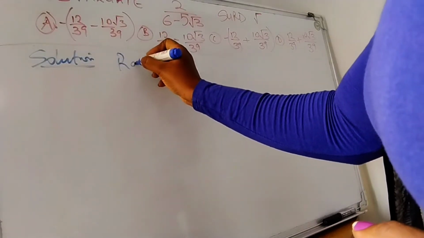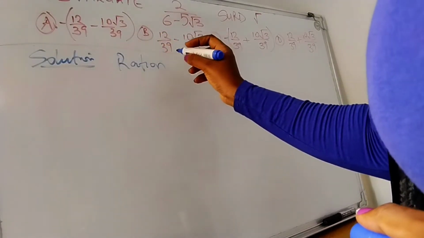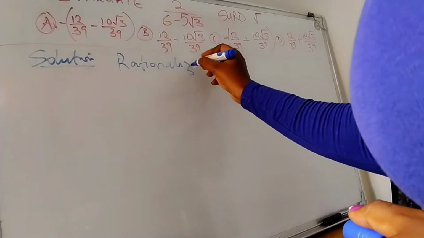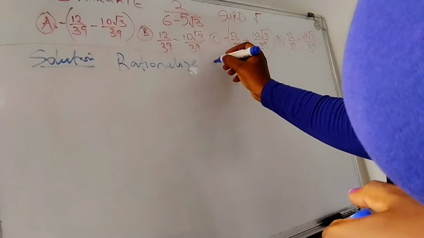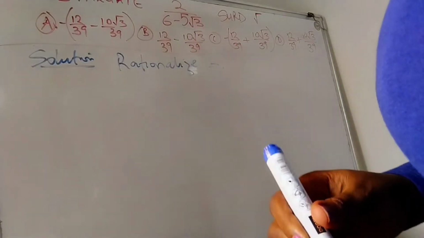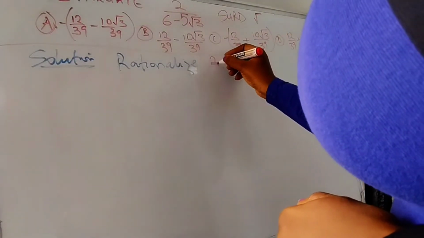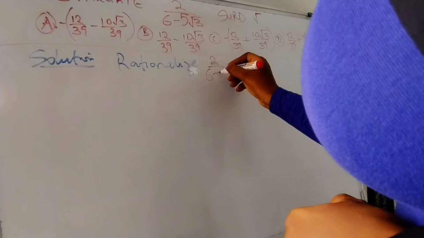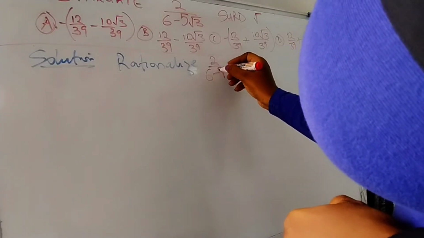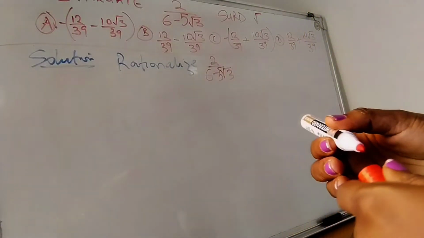We'll rationalize the surd. That's 2 all over 6 minus 5 root 3.